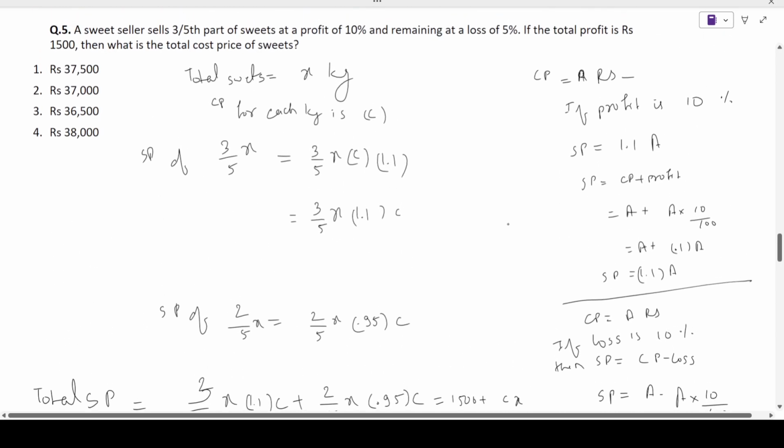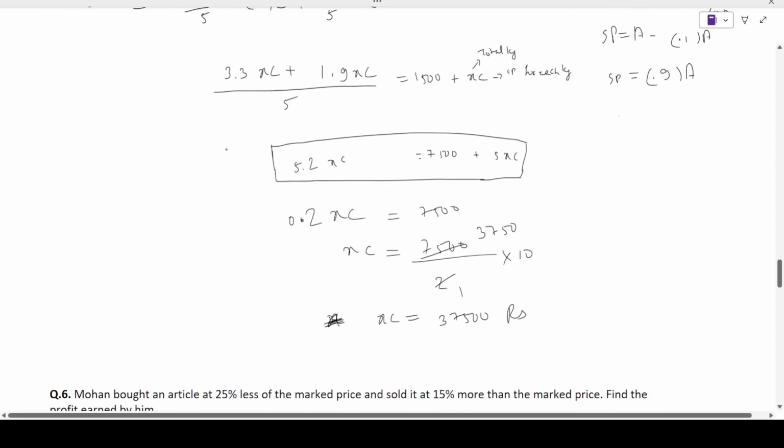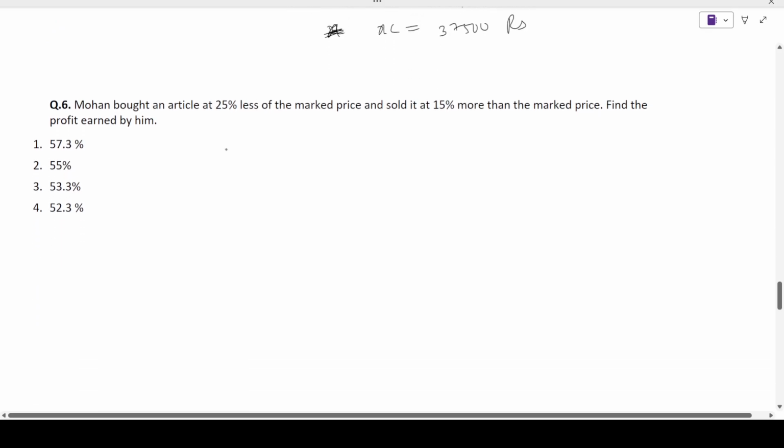So the correct option would be option E, 37,500. Moving on to the next question. Mohan bought an article at 25% less of the mark price and sold it at 15% more than the mark price. Find the profit earned by him.